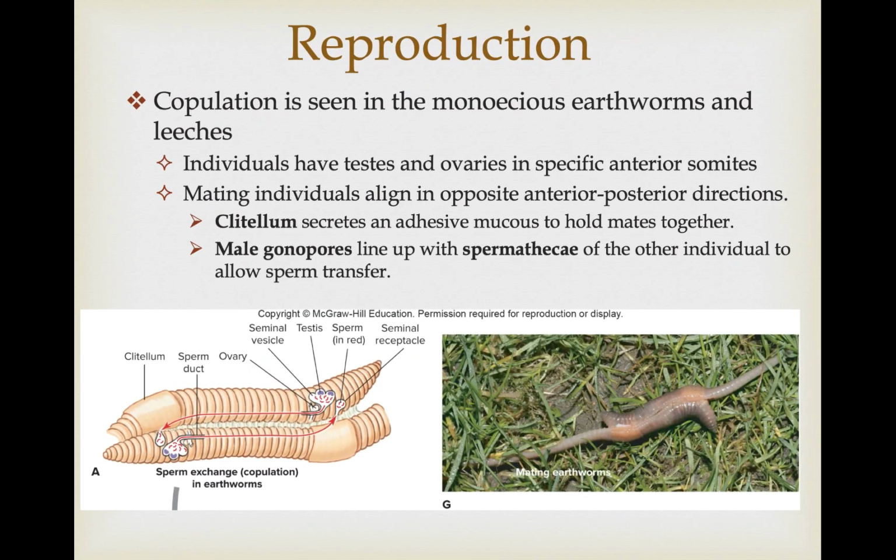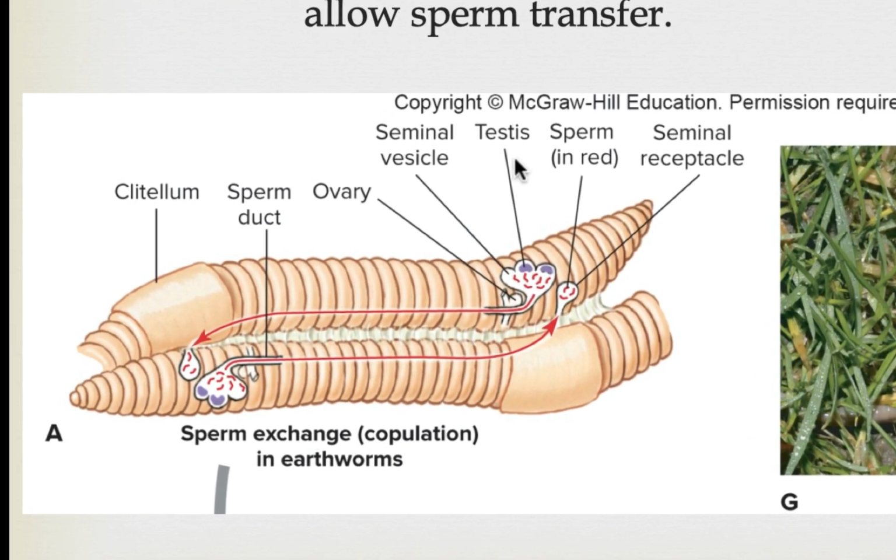Now, most of the earthworms and leeches are monoecious individuals, and they do copulate. So individuals have both testes and ovaries, concentrated in specific somites in their anterior end, and they line up with each other such that they can have their male gonopores line up with the spermatheca, or their sperm storage vessels, of the other individual. And so each individual can transfer sperm from their male gonopores to the female spermatheca of the other individual.